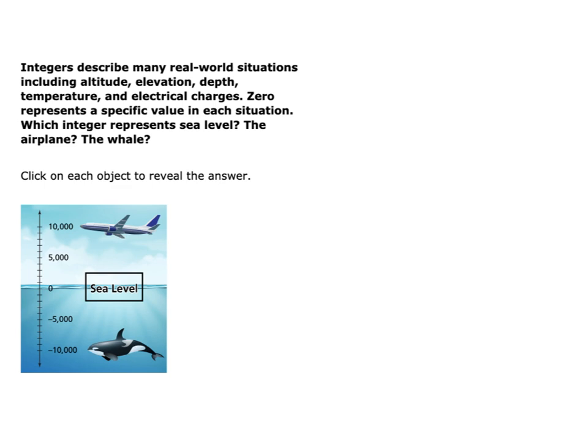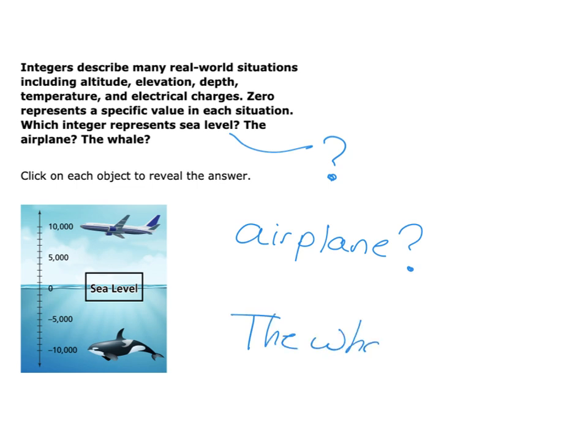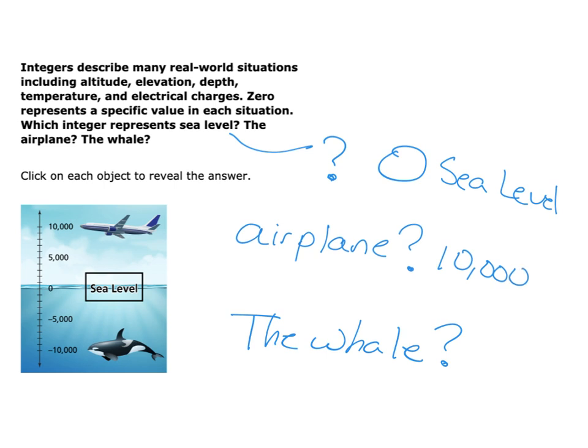Which integer represents sea level? What integer represents the airplane? The whale? If you said 0 for sea level, you would be correct. The plane is at 10,000 feet. Actually, it doesn't tell us what unit it's in. And the whale is at -10,000, so it's below sea level.